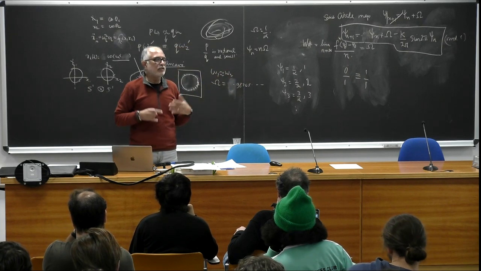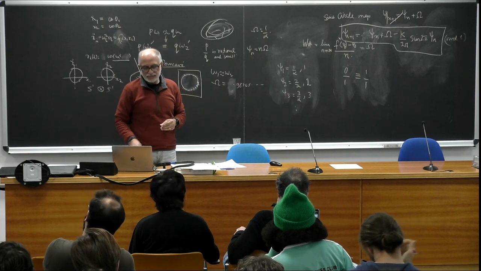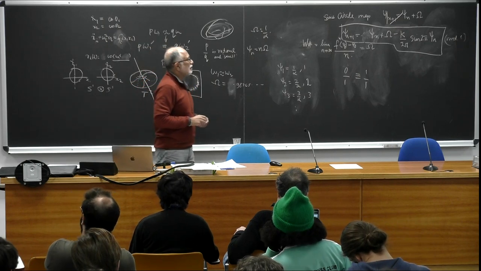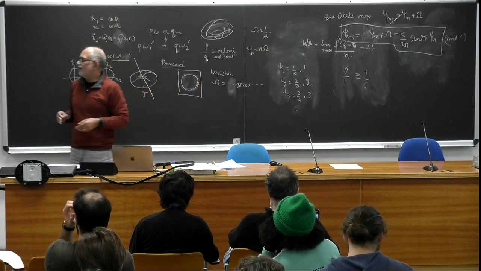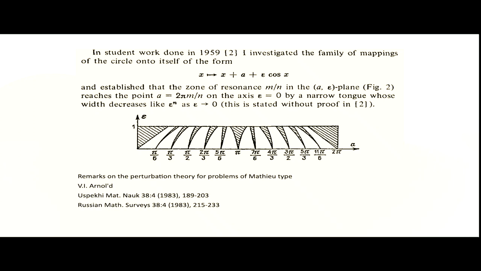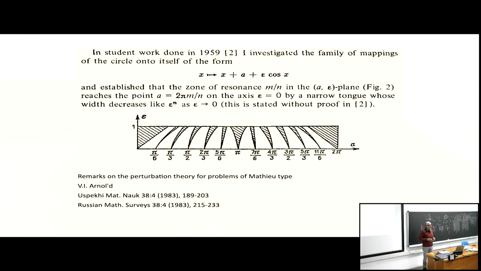These are called Arnold tongues because they were first described by Arnold, and just for normalization of everybody, this was in student work done in 1959. He was a student of Kolmogorov. So this is what he's writing in a nice, if a little difficult, paper. He looked at this particular map. You can see that it's really the same map, you just change some variables a little.